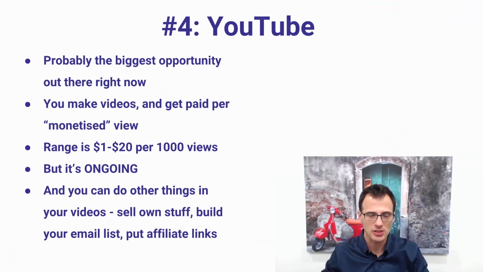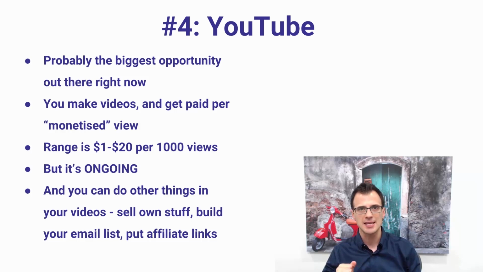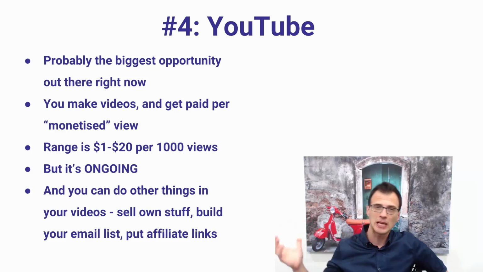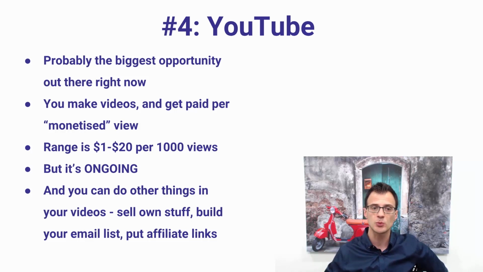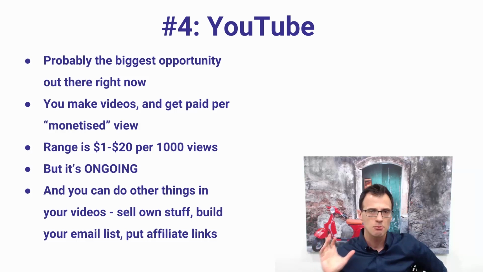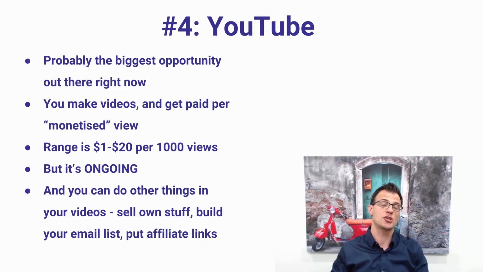How much can you actually make if you start a YouTube channel? Well, the range will once again depend on your niche, because you get paid essentially per monetized view. This is a view where there is a pool of willing people who want to advertise on your channel. But the general range, if you look around on the internet, seems to be between $1 and $20 per 1,000 views. Once again, it depends heavily on your niche. But this amount is actually ongoing.